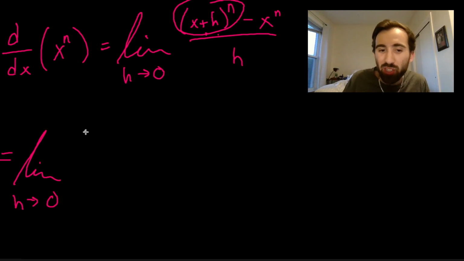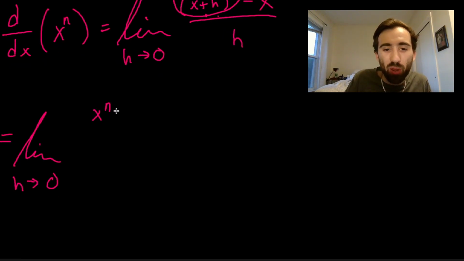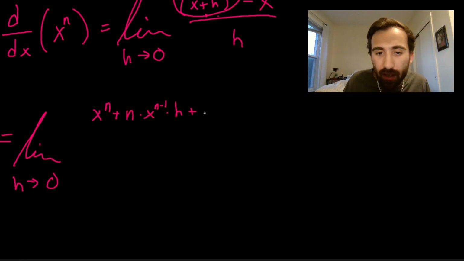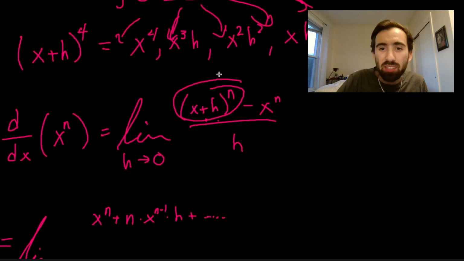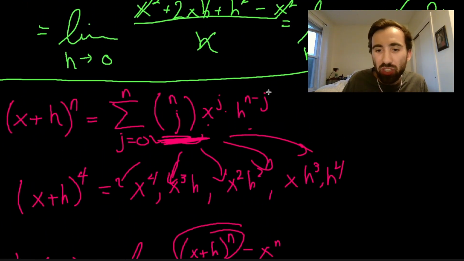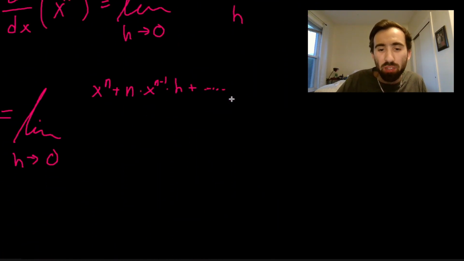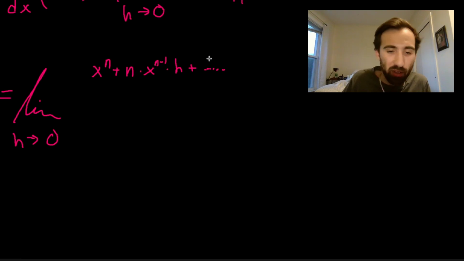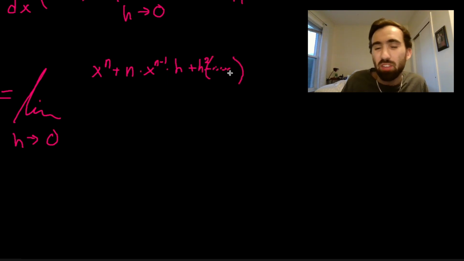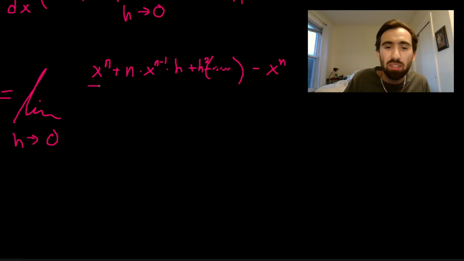If we expand this out using the binomial theorem, what we will eventually find, and these are the only terms that really matter to us, is we will have x to the power of n plus n times x to the power of n minus 1 times h, plus a bunch of other terms that are irrelevant, because they will all have at least some power of h that is bigger than 1. So it'll be like h squared times something. So let's represent this as h squared times a bunch of other stuff that's not really relevant to us, minus x to the power of n, divided by h.